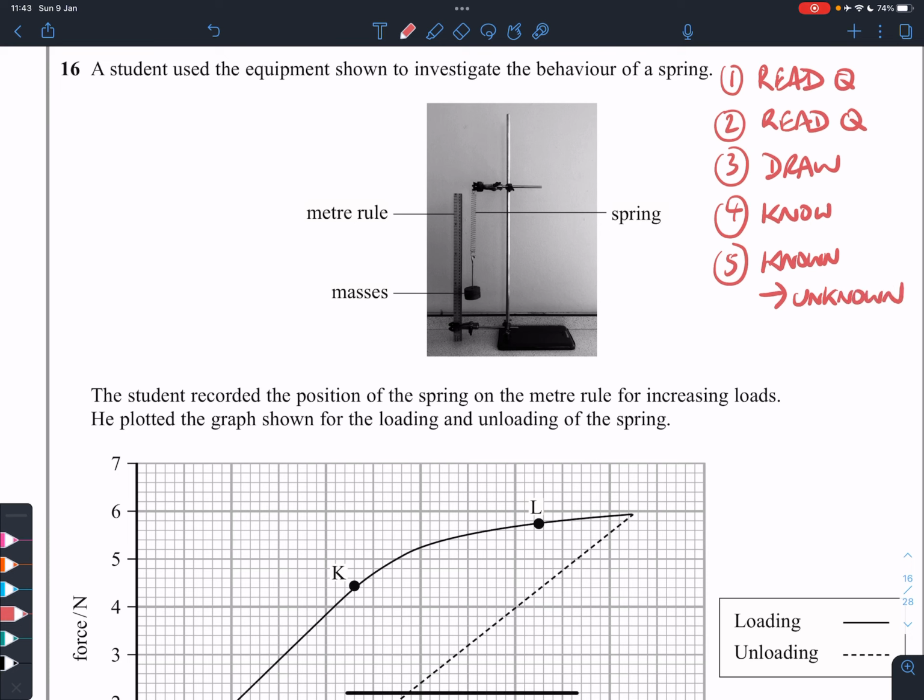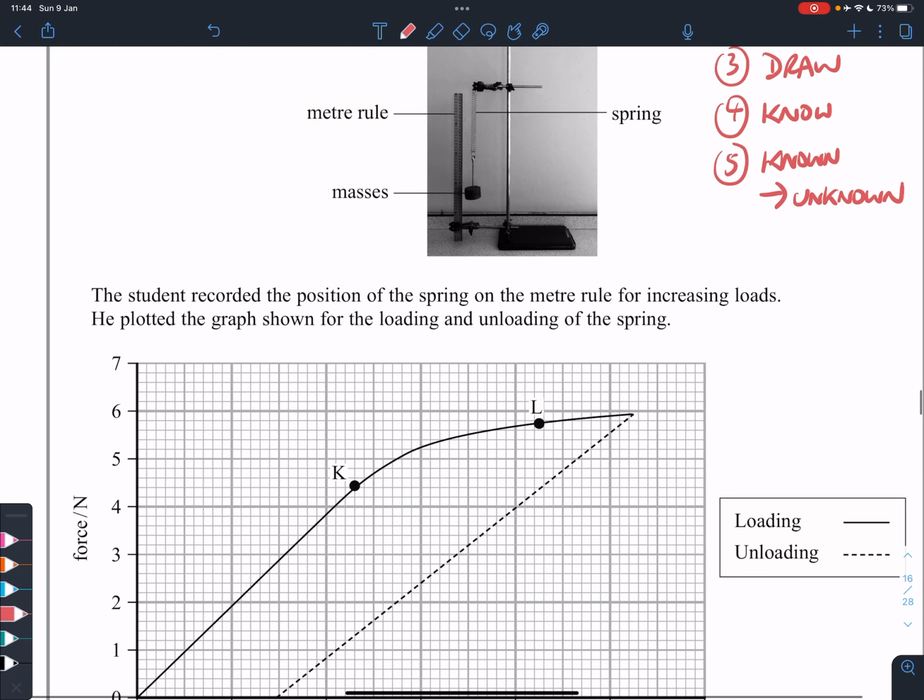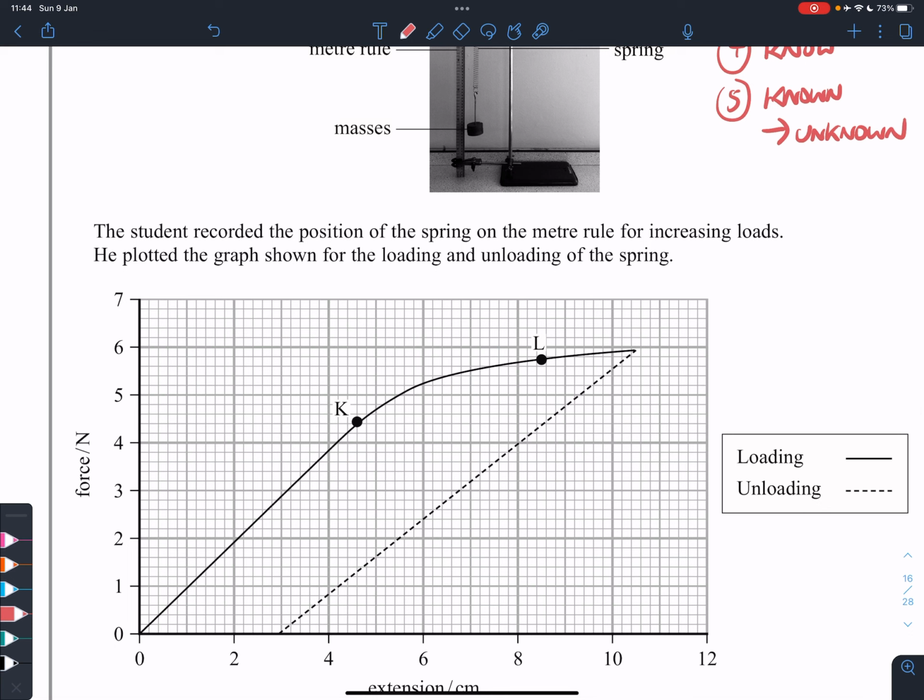Right, so let's read this question together. A student used the equipment shown to investigate the behavior of a spring. We've got a meter rule, we've got masses, we've got a spring, and then you've got a clamp and stand. The student recorded the position of the spring on the meter rule for increasing loads. He plotted the graph shown for the loading and unloading of the spring.